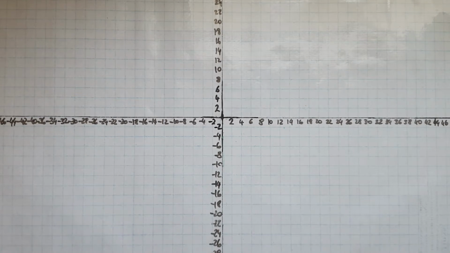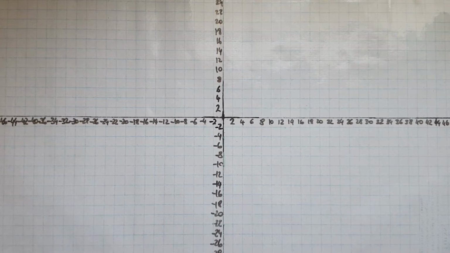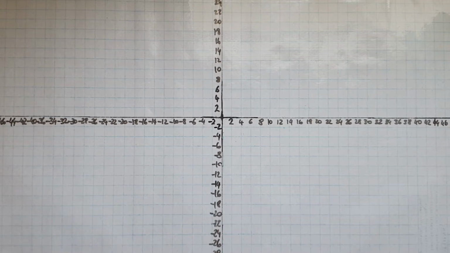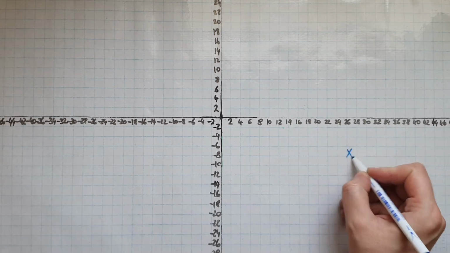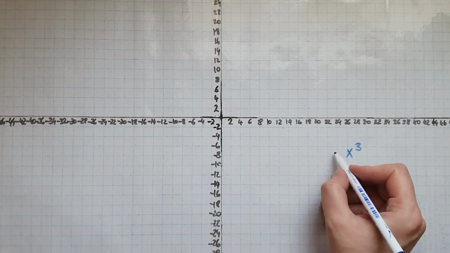So you've looked at linear equations, you've looked at quadratic equations. Now it's time to look at another two types, the cubic equation and the reciprocal. So the cubic, as the name suggests, looks like this.